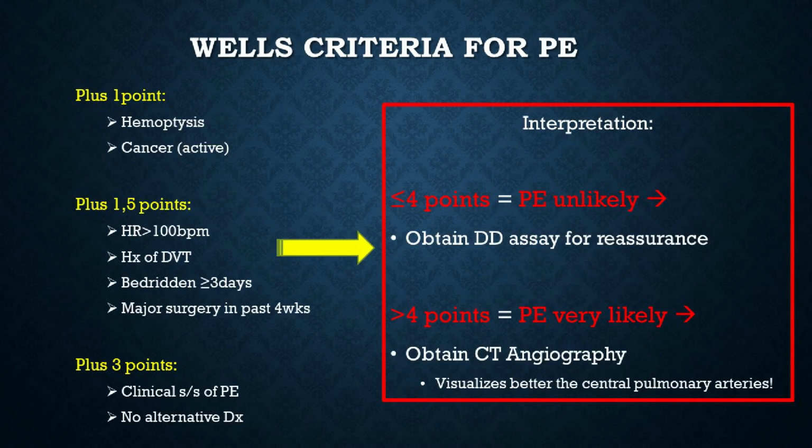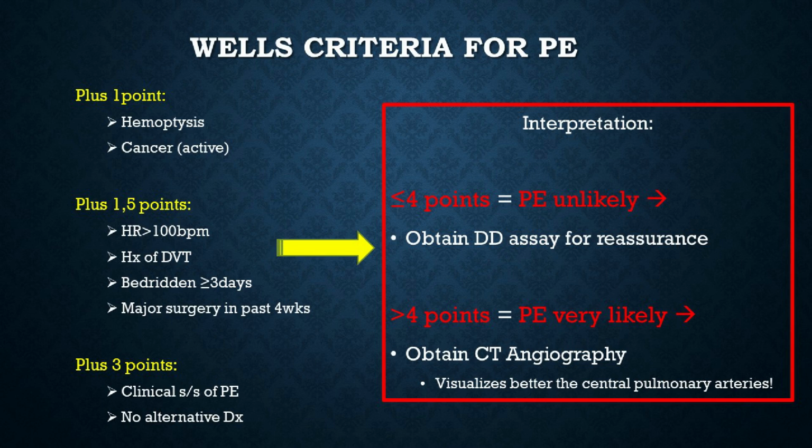And moving on to the Wells criteria for pulmonary embolism. Now here we have +1 point, +1.5 points and +3 points. Now hemoptysis and active cancer get 1 point each. Heart rate more than 100 beats per minute, history of DVT, and if the patient has been bedridden for 3 or more days or the patient has had major surgery in the past 4 weeks, then each of these get 1.5 points. If the patient has clinical signs and symptoms of pulmonary embolism and there is no alternative diagnosis, these two conditions get 3 points.